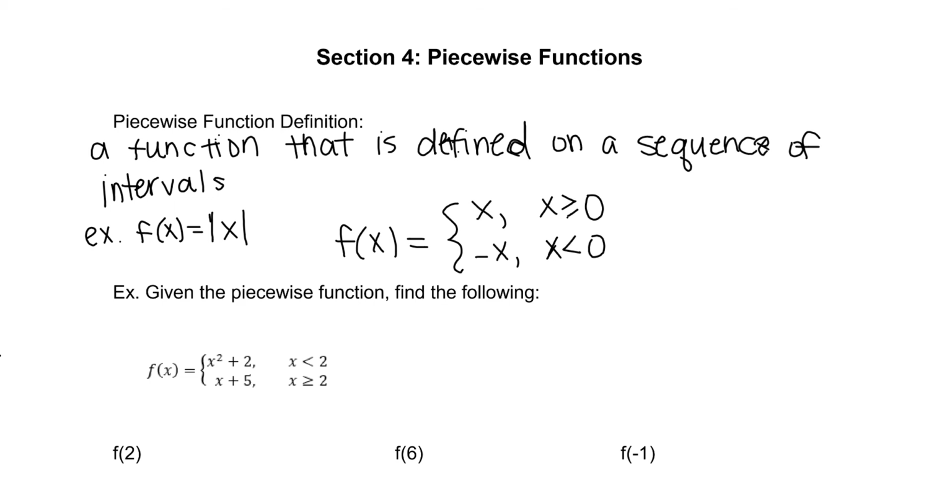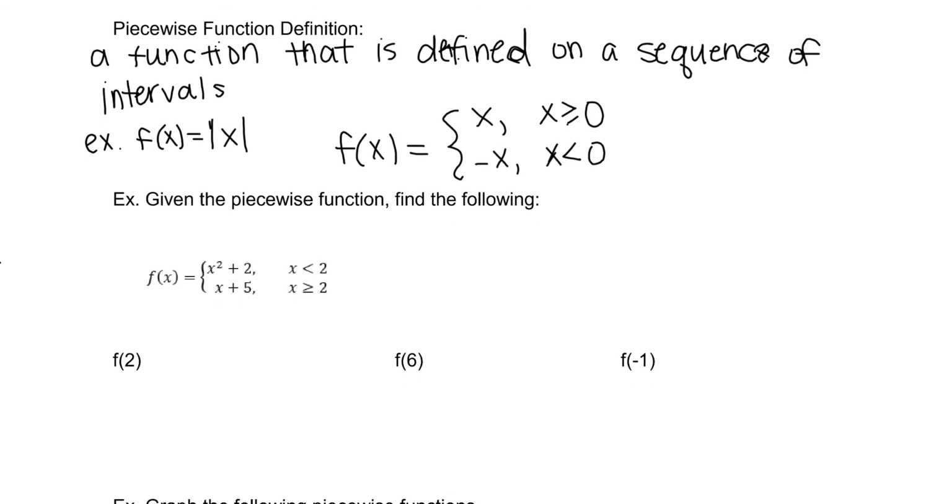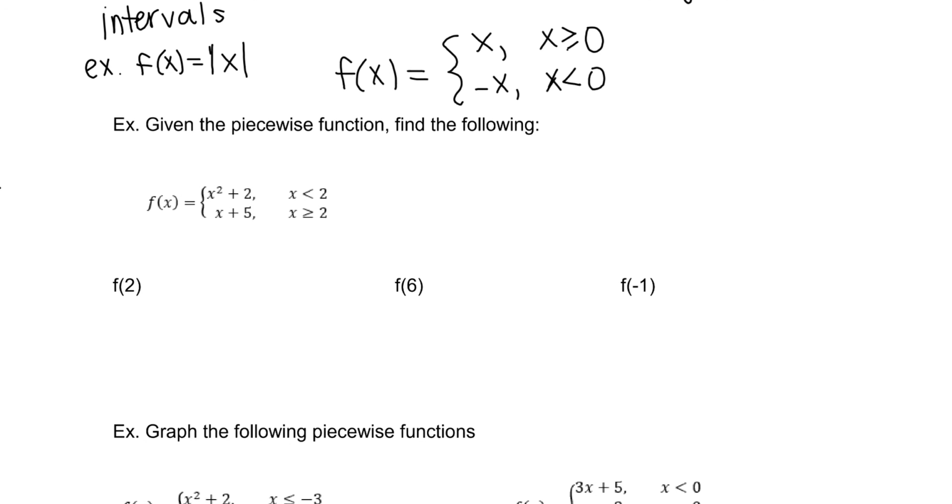So if I were to graph this piecewise function, I would still get the absolute value function. Both of them represent the exact same graph, but one is what we recognize as our parent function, the other one is a piecewise function. So we're going to go ahead and work on some examples with piecewise functions. The first one is evaluating a piecewise function.